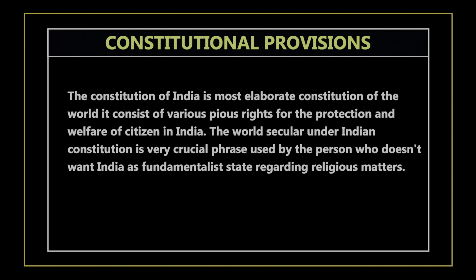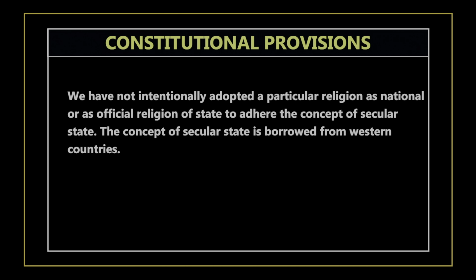Constitutional provisions. The Constitution of India is the most elaborate constitution of the world. It consists of various pious rights for the protection and welfare of citizens in India. The word secular under the Indian Constitution is a very crucial phrase used by persons who don't want India to be a fundamentalist state regarding religious matters. We have intentionally not adopted a particular religion as the national or official religion of the state, to adhere to the concept of a secular state.